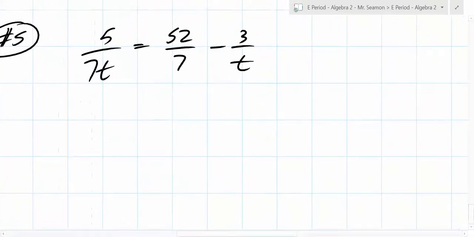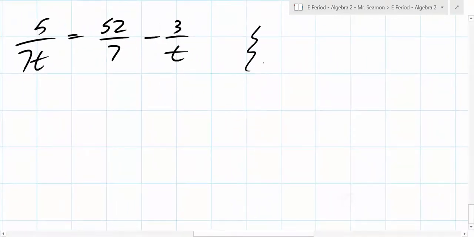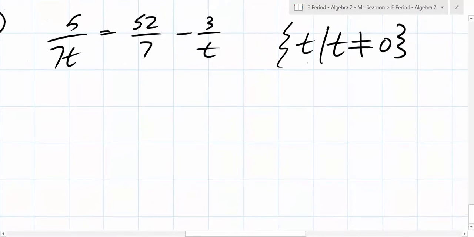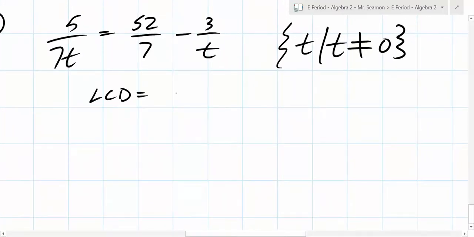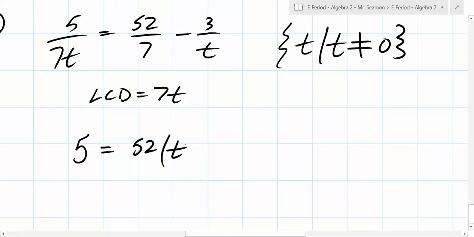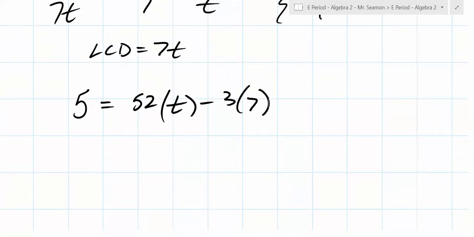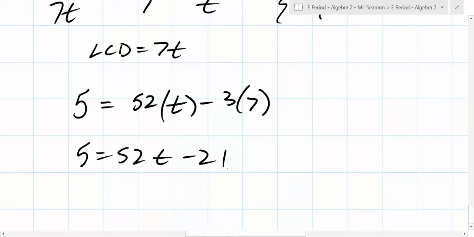Multiply by, first of all, what's the domain? T. Correct. Now go on. What do I multiply by? What's the LCD? 17. Multiply everything by 17. What are you left with? 5 equals 52 times t minus 3 times 7. So what do you end up with? 5 is equal to 52t minus 21.